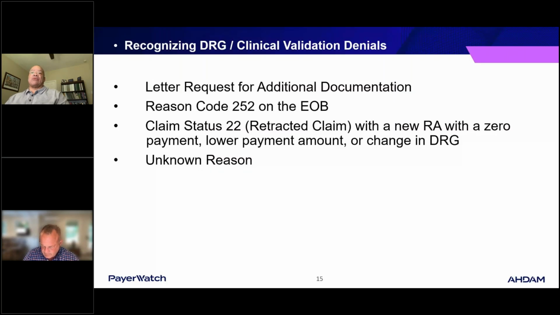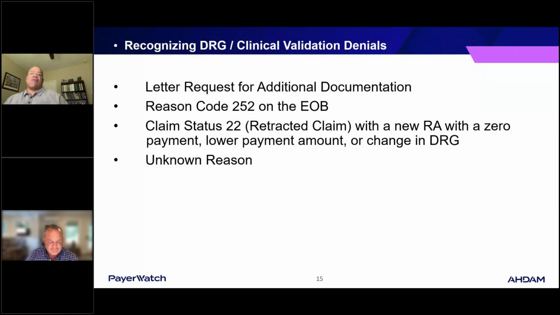You'll get a claim status of 22, which means it was retracted. There'll be a new RA that'll show up. It'll either have zero payment on it, or it'll have a lower payment than the amount that you actually received originally. And then some of the claims are really good because they will have a DRG on there, and you have to go back and see what the original one was. We're talking about going back 2 or 3 years, and now you see a new DRG. And then sometimes they just get retracted and there is no reason.